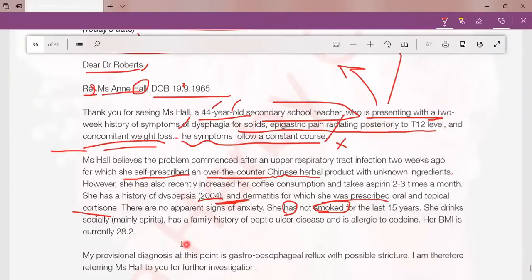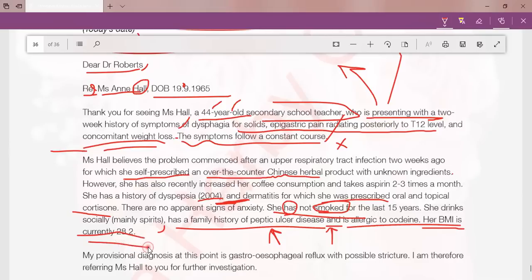Okay. She has and has also. This is a comma because it will increase. Complete sentence without subject, and complete sentence without subject. She drinks socially, has a family history of peptic ulcer disease, and she's allergic to codeine. Here, father with peptic ulcer, not necessary to mention father and mother and all of that. Please note, her body mass index is currently 28.2.